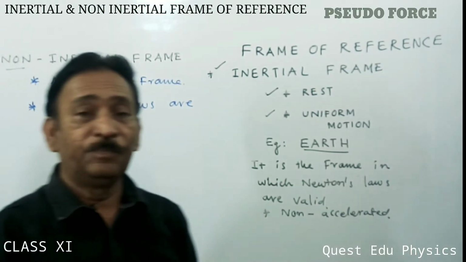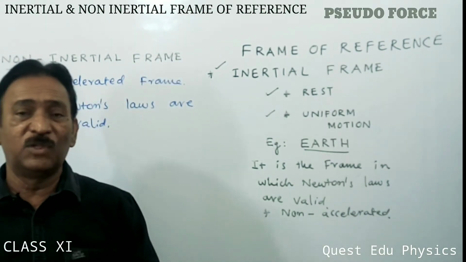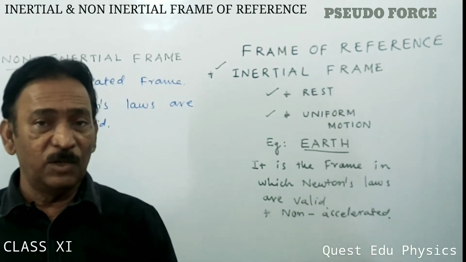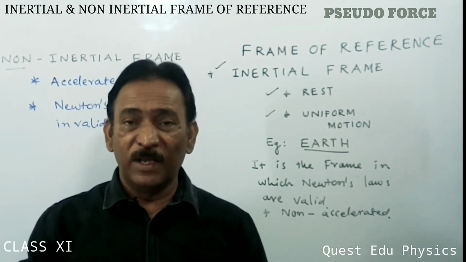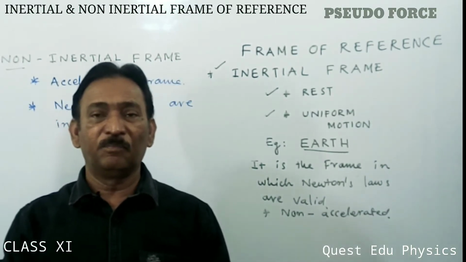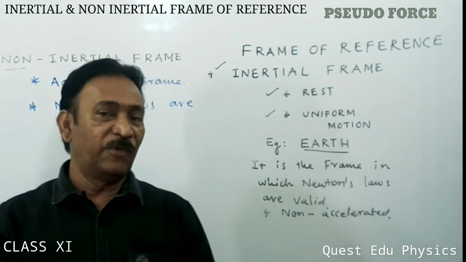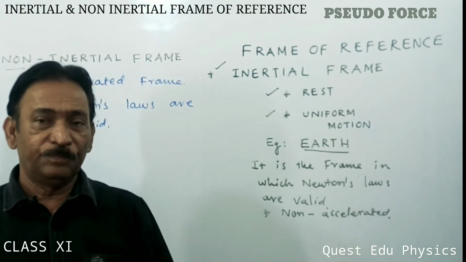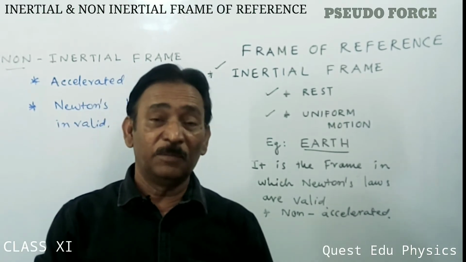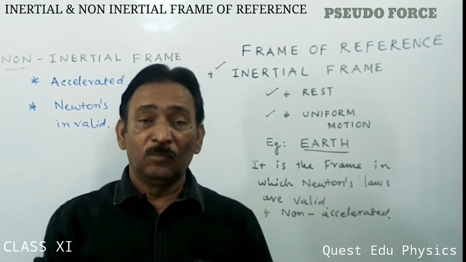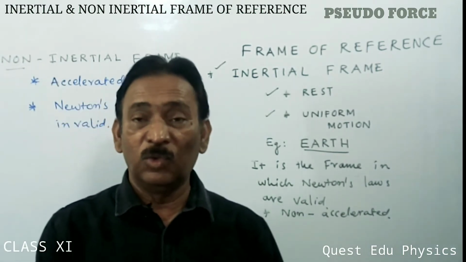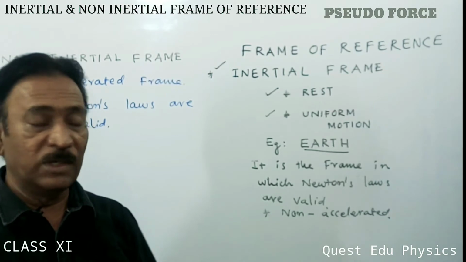Students, these are the frames of reference. Frame of reference is classified into two types. One is the inertial frame and second is the non-inertial frame. Inertial frame is the frame in which Newton laws are valid. In a non-inertial frame, the Newton laws are invalid. Let's go into these in detail, students.